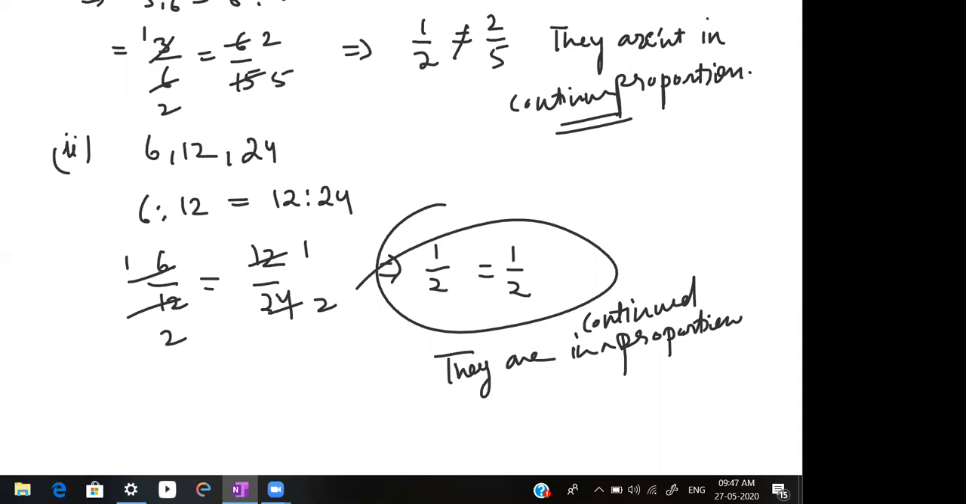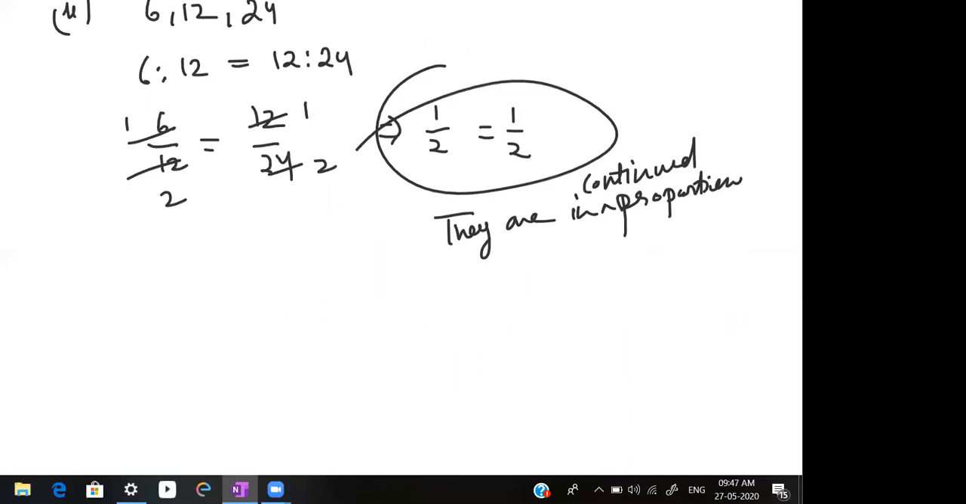Now let us do the third part of the second question. 6, 12. Actually, children, this was the third part which I have told you. Now let me tell you the second part. The second part is 15, 45, 48.